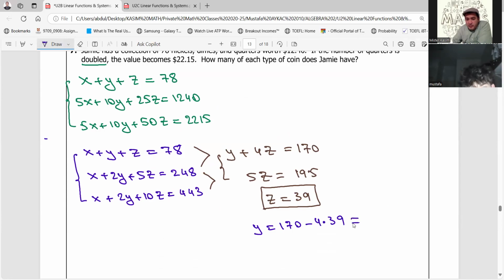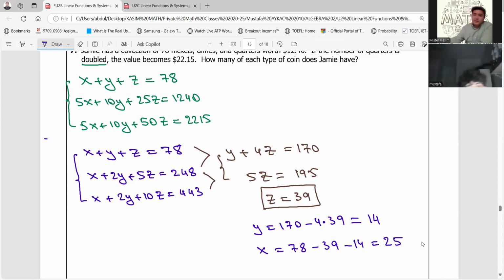So what is y? y equals 14. Then we can find x, right? x is equal to 78 minus z. z is 39, minus y. It is 14. It's equal to 25.